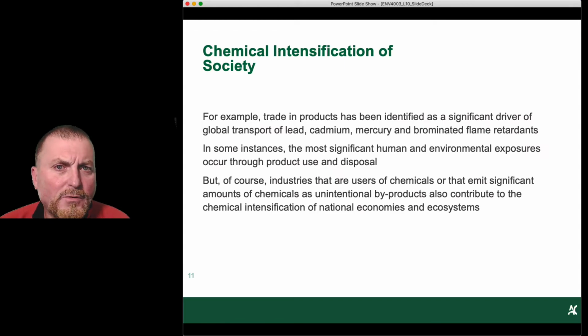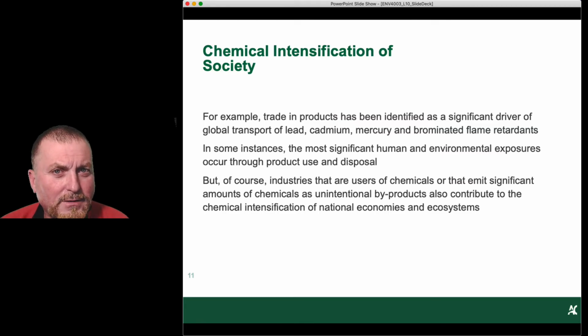And trade in products moves virtually all kinds of chemicals, right? It also moves things that occur naturally in the environment, like lead, cadmium, mercury, and so on, right? But we're going to talk about the different types of chemicals in a moment, okay? But keep that in mind, right?